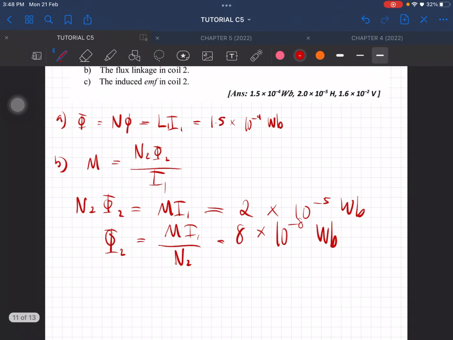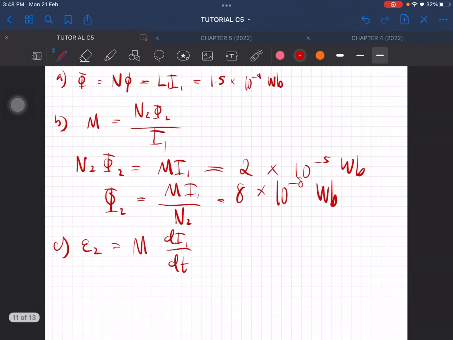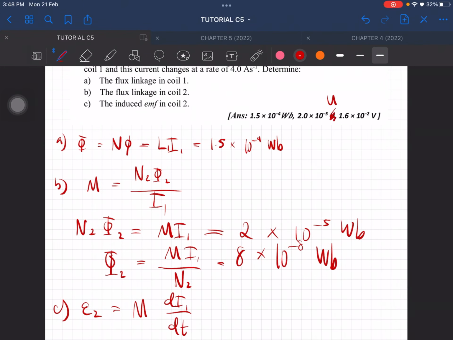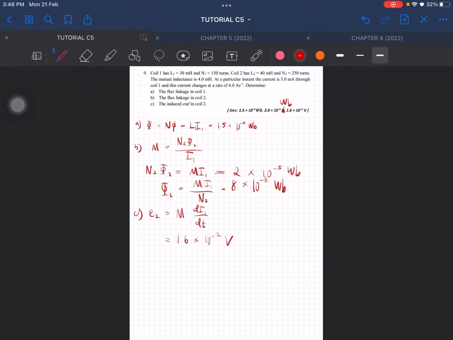Alright, so question C, the induced EMF in coil 2 is just the mutual inductance and the rate of change of current in coil 1. So this will give us 1.6 times 10 negative 2 volt. So this one should be in Weber, right? Yes. Okay, so yeah, that is the solution for question number 9.